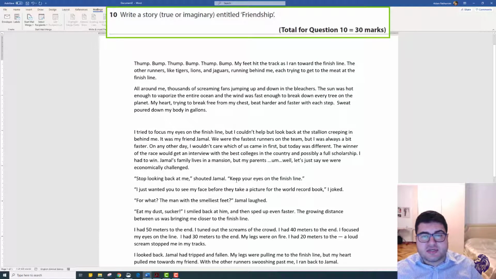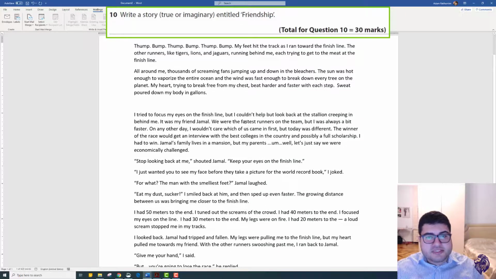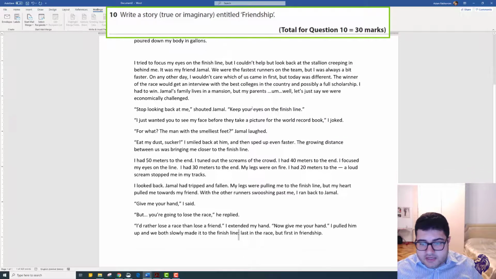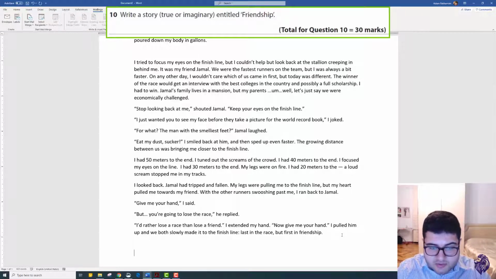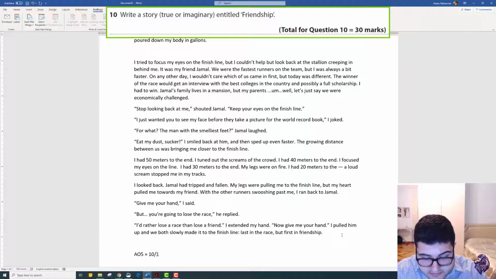I'll try to post this in the comments or send it to you through Google Classroom so you can see what's going on in the story slowly. You could look at the punctuation. I might have made a mistake here or there. I try to avoid it, but even as I was reading, I told you I forgot a verb here. The growing distance between us was bringing me closer. But I think that as far as spelling, punctuation, grammar, this example, so assessment objective 5, would get a 10 out of 10.